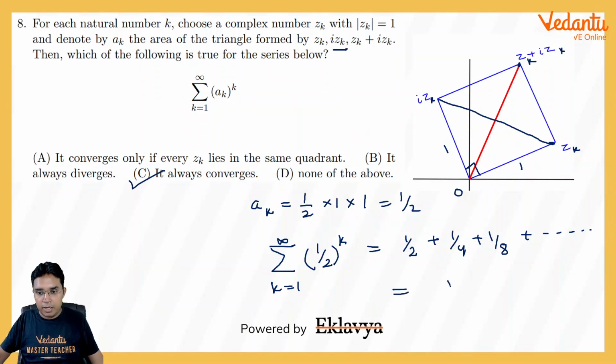In fact, you can find the sum of this GP, which will come out to be 1 only. So the answer will be C for this question.